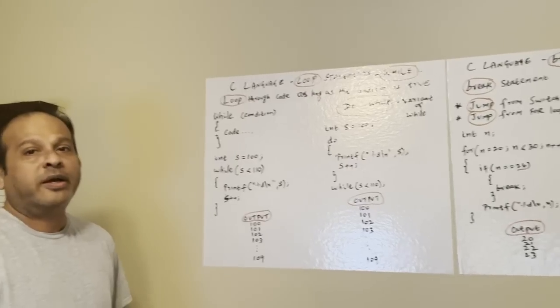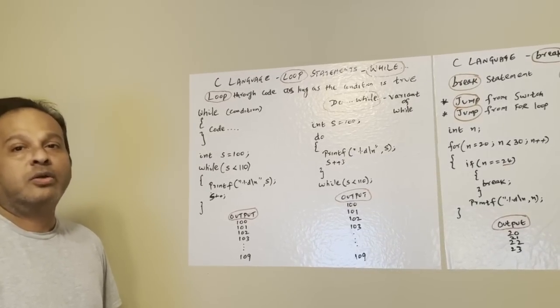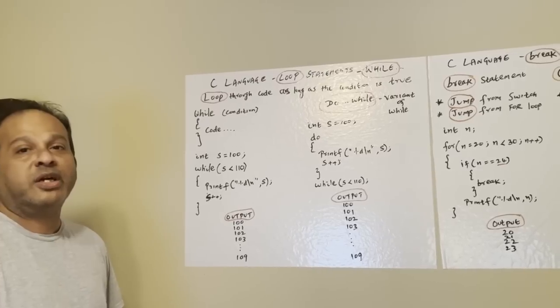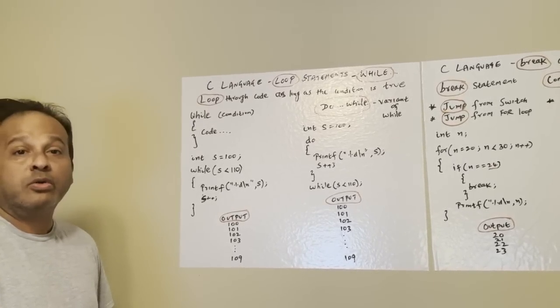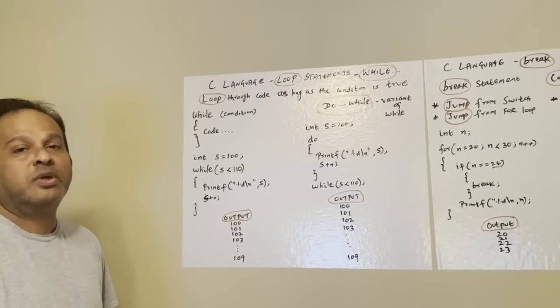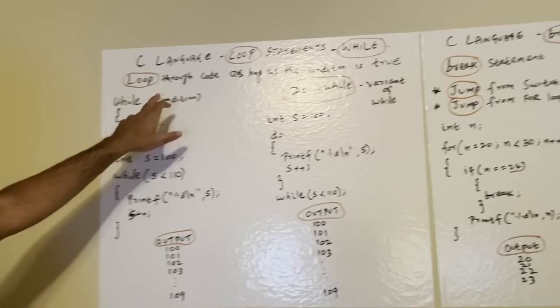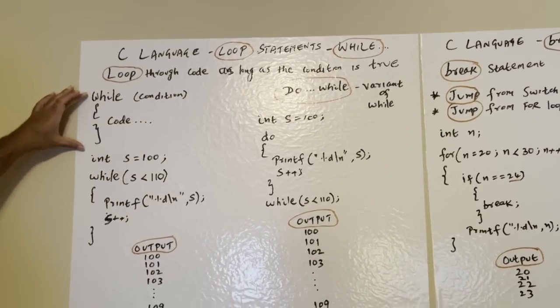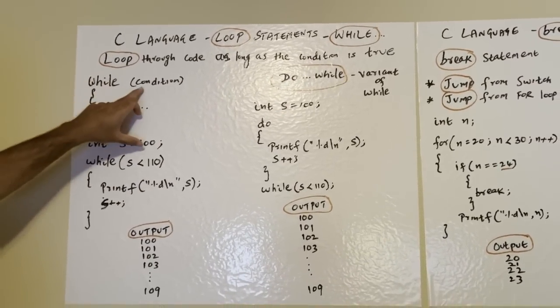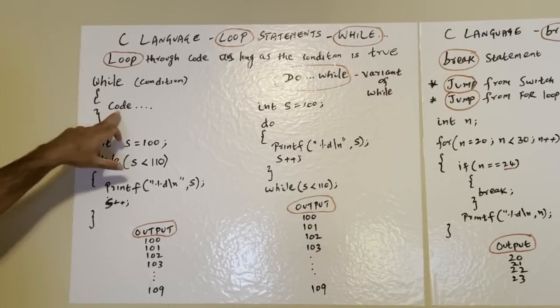Hi, we are continuing our learning about the different loop statements in the C and Java language. Last time we talked about the for loop and the if-then-else statement, and this one is another loop statement. It's called while. This is the syntax: while a condition, this is the block of code. You can write the statements here.